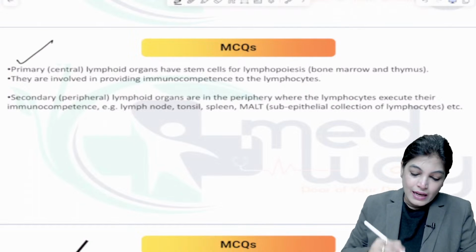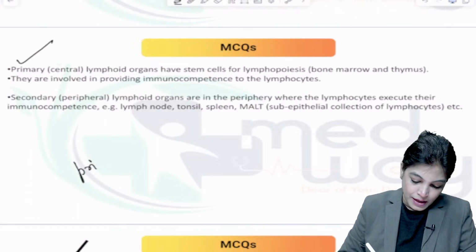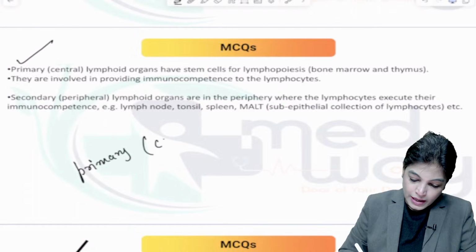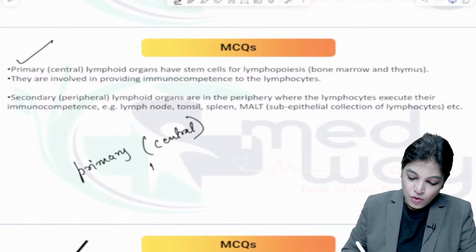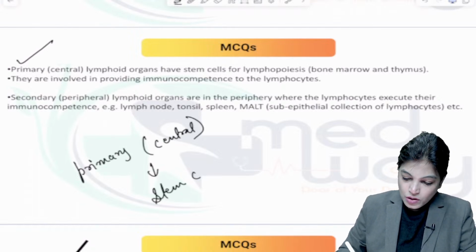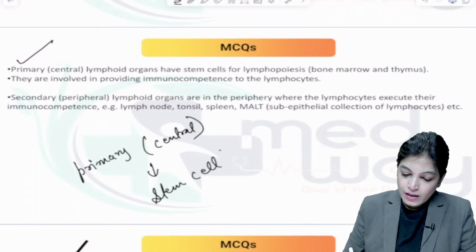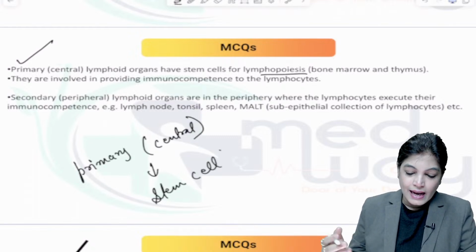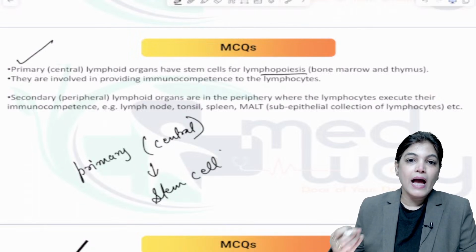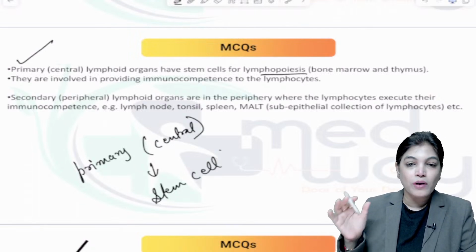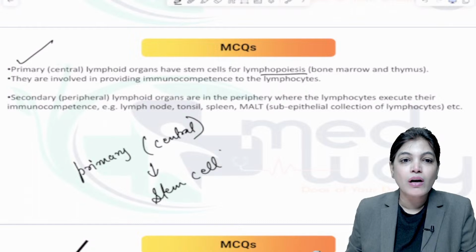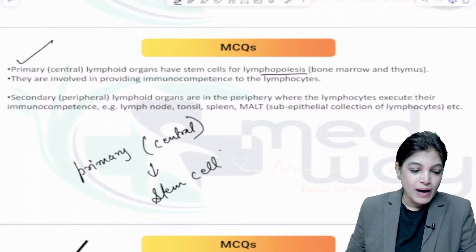Whenever I am telling that a structure is a primary or central lymphoid organ, I mean to say that these have got stem cells for the process of lymphopoiesis, and they are involved in immunocompetence of the lymphocyte. So basically we have got bone marrow and the thymus gland as the primary lymphoid structures.